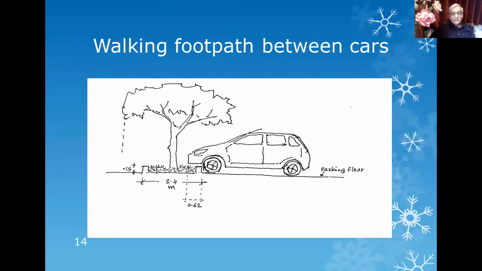And there should be a gap, maybe a footpath of 2.4-meter width, either a footpath or a grass patch, both sides of which can be parking, so that the driver can get out and get onto the footpath to walk towards the building.